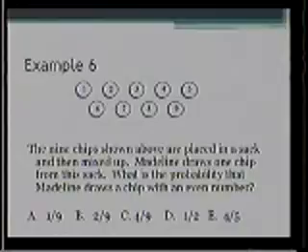Example number 6. The 9 chips shown above are placed in a sack and then mixed up. Madeline draws 1 chip from the sack. What is the probability that Madeline draws a chip with an even number? First, you need to count up how many chips have an even number on them. Well, that would be the 2, 4, 6, and 8, making 4 of the 9 chips. So 4 out of 9 would be the probability that Madeline draws a chip that has an even number on it. 4 to 9.